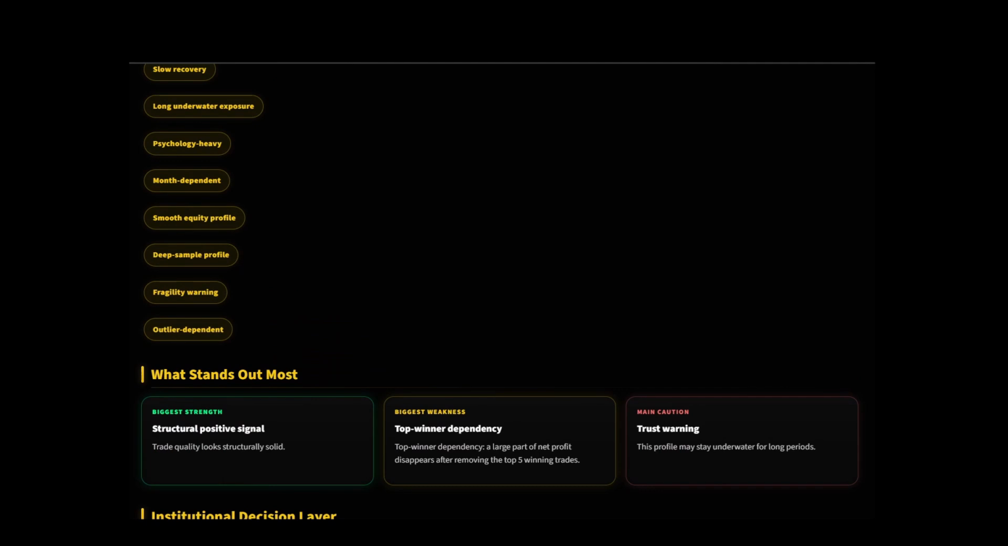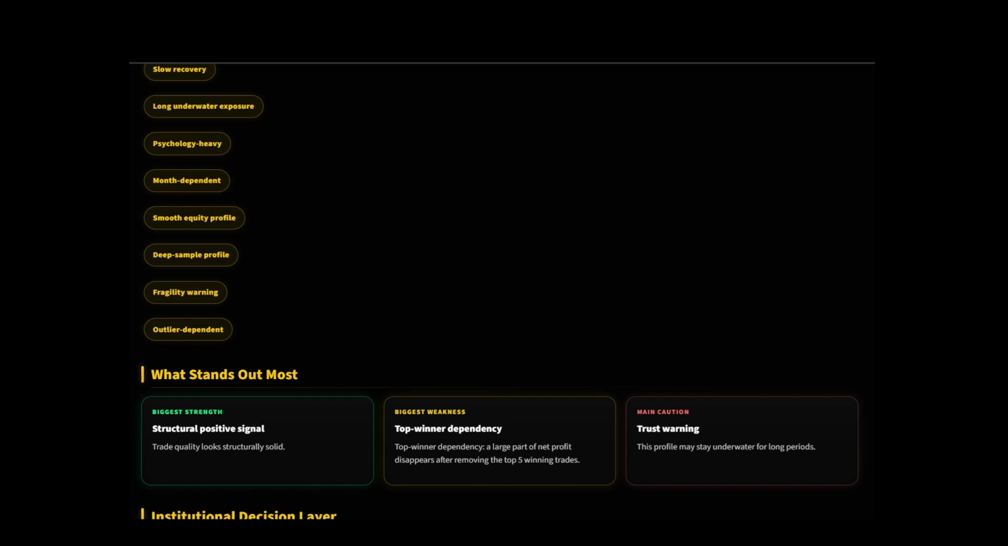In this example, the biggest strength is that the trade quality still shows a structural positive signal, but the biggest weakness is top winner dependency. That means a large part of the net profit disappears if the biggest winning trades are removed. And the main caution is a trust warning, because this profile may stay underwater for long periods.